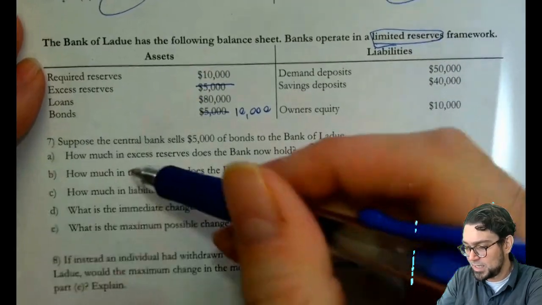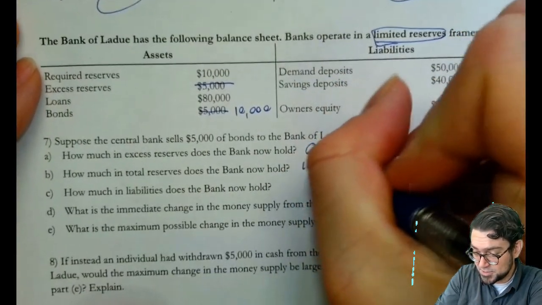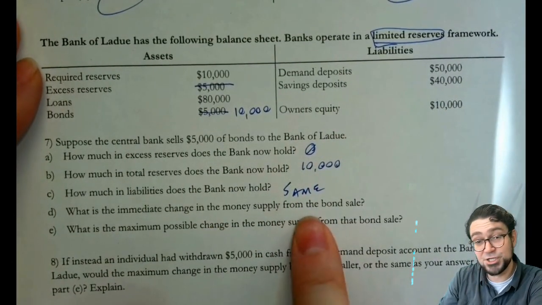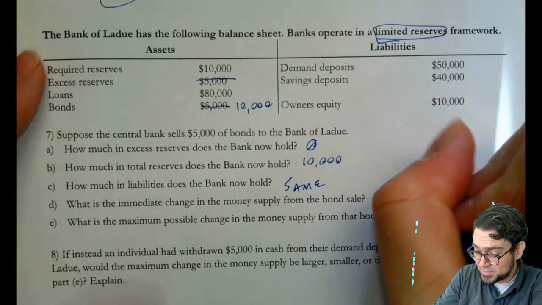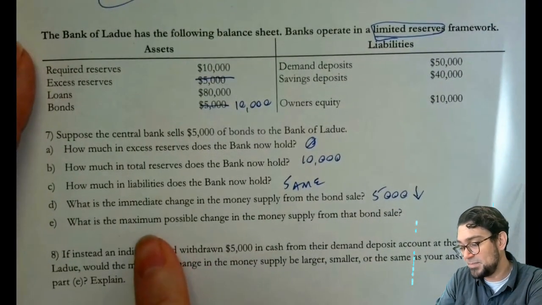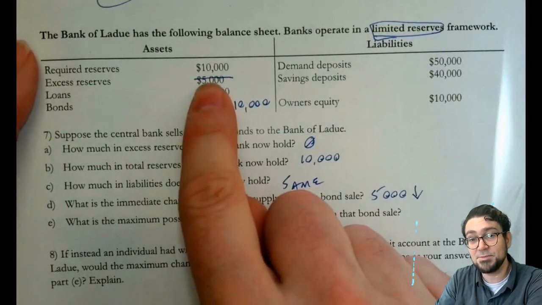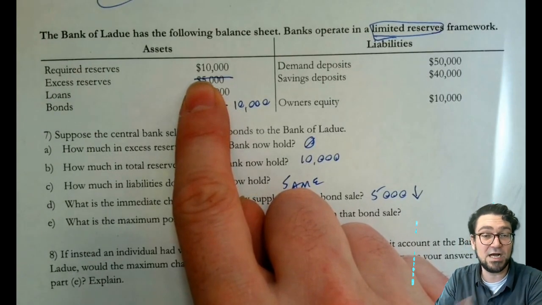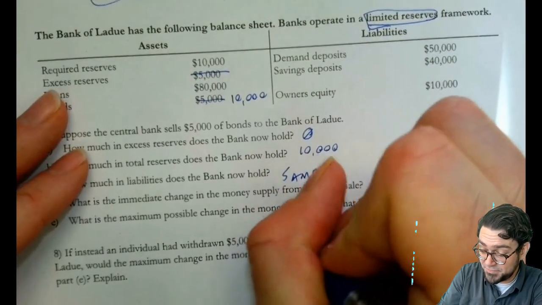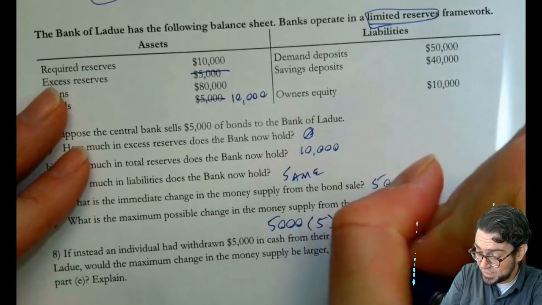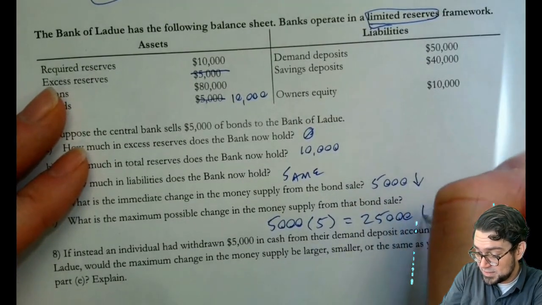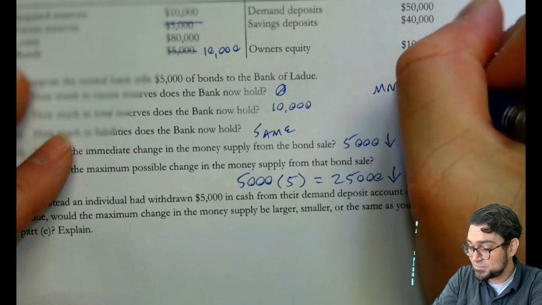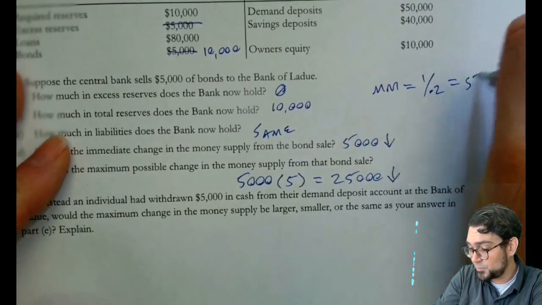So there's that one. How much in total reserves does the bank hold? $10,000. How much in liabilities? Same. What's the immediate change in the money supply from the bond sale? $5,000 decrease. And the maximum possible change in money supply? Well, if they had been able to lend that money out and they had chosen to lend it out, that would have been 5,000 times the money multiplier of 5, which is 25,000. So in this case, we'd say 5,000 times 5 equals 25,000, but now it's decreasing it by that much, right? So again, how did we know that that money multiplier was 5? Money multiplier is 1 over 0.2 equals 5.